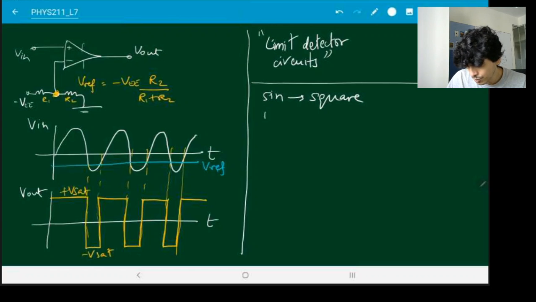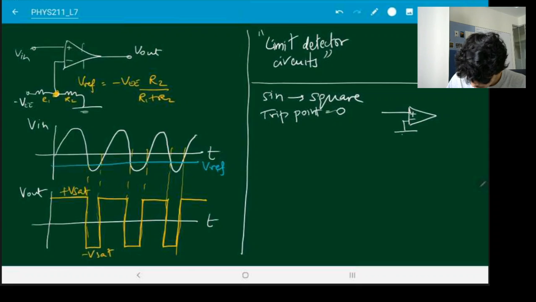And let's take the old simple example where the trip point was 0 volts itself. Okay, so the circuit will look something like this. So the trip point is 0. Whenever your sine wave crosses 0 volts, your output will change state from plus Vsat to minus Vsat or minus Vsat to plus Vsat.